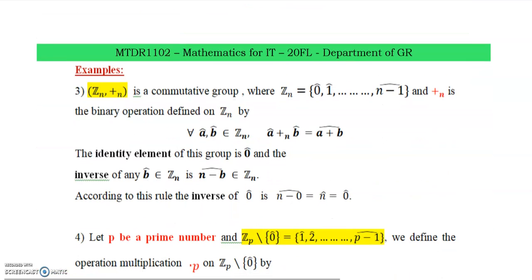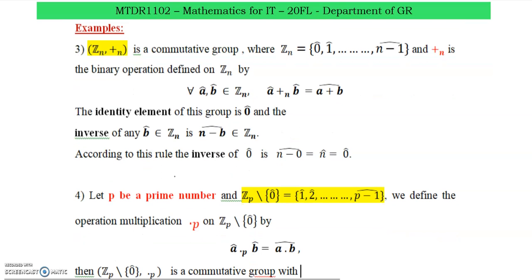Okay, now you see a few more examples. Zn with addition modulo n is a commutative group. Where Zn, how to write the elements of Zn is simple. You write 0, 1, 2, and so on up to n minus 1. Suppose I am writing Z7, then I write 0, 1, 2, 3, and so on up to 7 minus 1, that is 6.